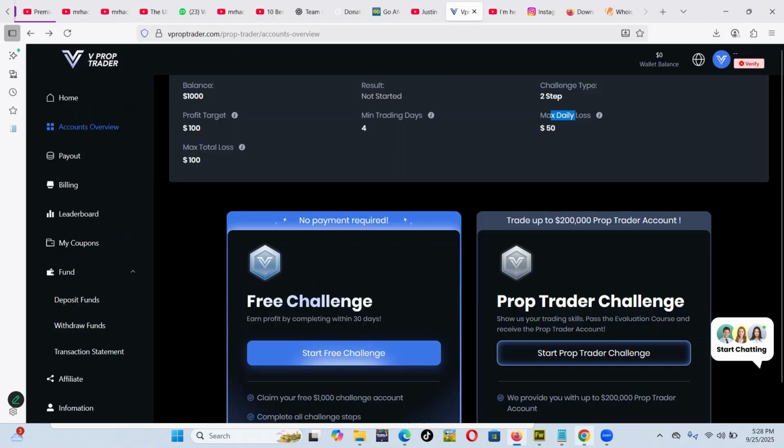So after signing up, you will get access to their dashboard, and we're going to look at some crucial functionalities, and how the whole thing works.